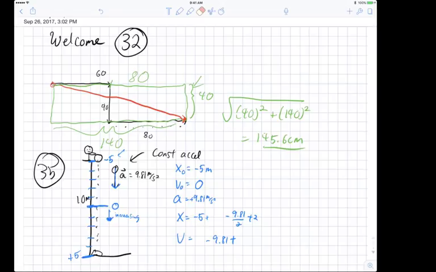Okay, so the question's asking me what the velocity is. It's asking me about the speed, right? How fast? That's a speed question. And so to figure out the velocity, I need to know the time it hits the ground. And so to do that, I need to use the only clue I have, which is where the ground is. X ground is at +5. So 5 is equal to -5 minus 9.81 over 2 t squared.